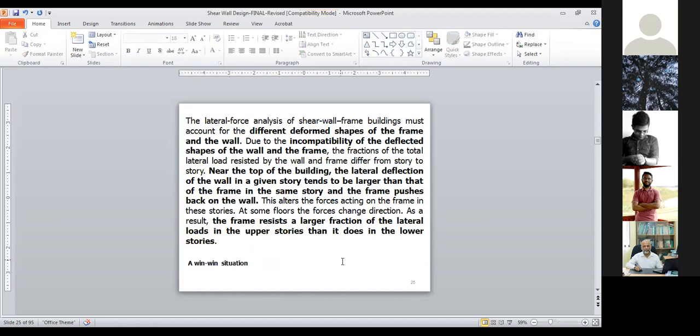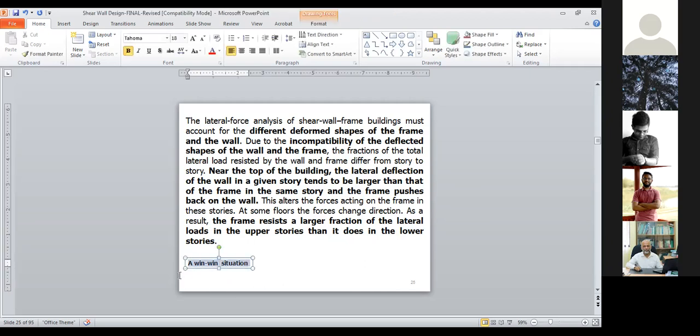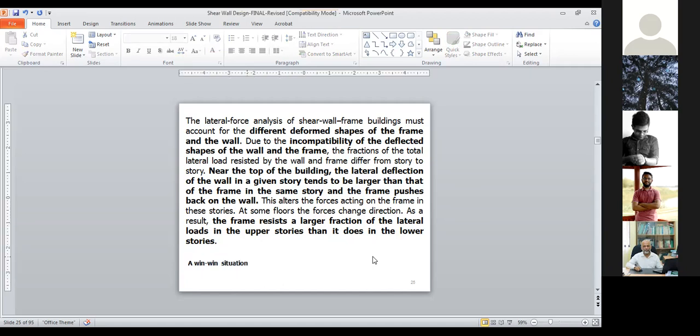You need to have a very good shear wall with a frame system, more or less rigid, or at least not a very flexible frame system. And if you can do that, then you can control the total deformation of the structure. That is why I say it's a win-win situation. The shear wall will help, and the frame system will help, to take the lateral forces that will come to the structure.